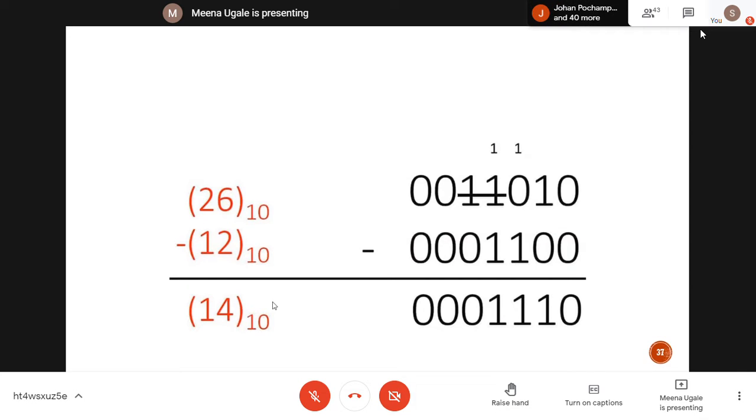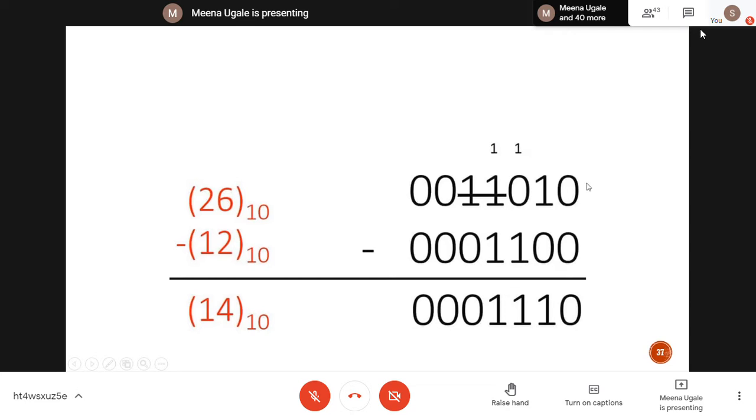I want to go for subtracting these two numbers, 26 minus 12. 26 minus 12 in decimal. So the answer expected by me is 14. The same I will do here with binary subtraction. First I will represent 26 in binary format, which is shown here. Then I will go for the 12 representation in binary format, that is also shown here. Now we will go for this one.